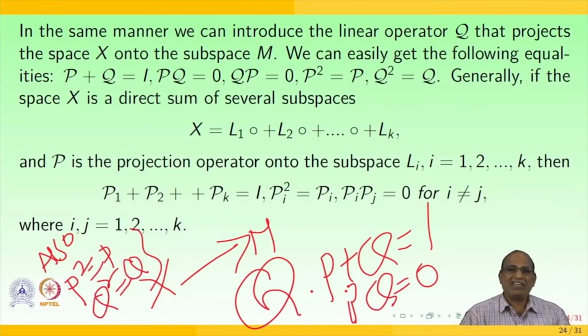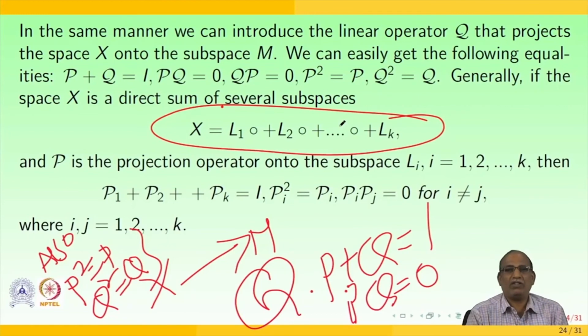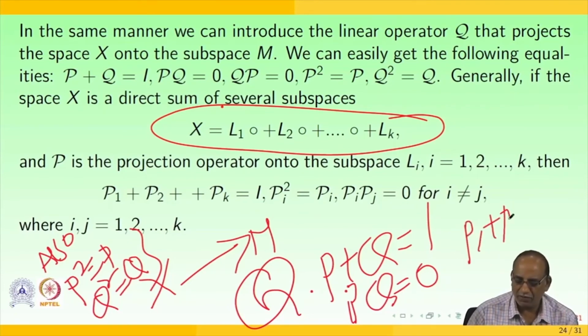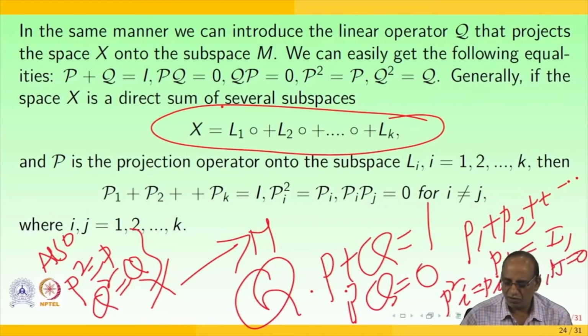Generally, if the space X is a direct sum of several subspaces, X equals L1 plus L2 and so on, and Pi is the projection operator onto the subspace Li, then you will have P1 plus P2 plus etcetera plus Pk equal to I, Pi squared is equal to Pi, and Pi Pj is equal to 0 for all i not equal to j.